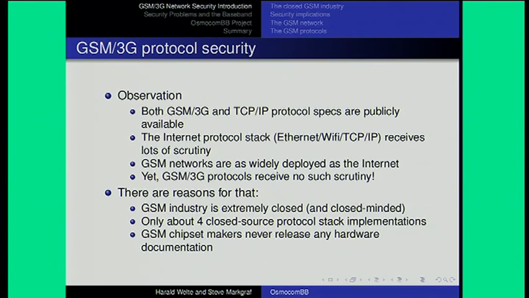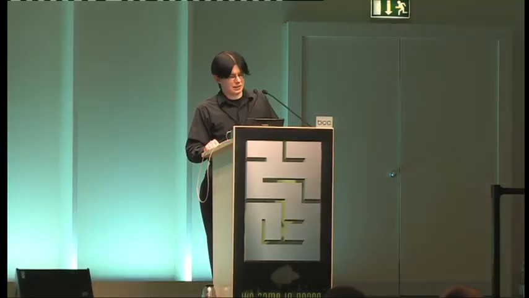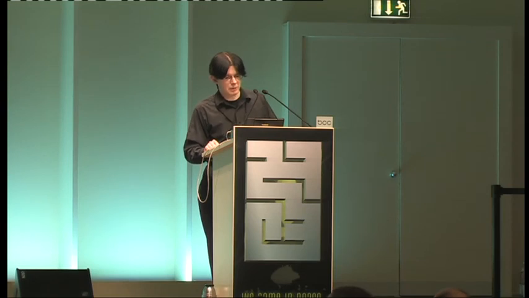And if you look at the Internet protocol stack, and when I say Internet protocol stack, I mean Ethernet, Wi-Fi, TCP/IP, and so on, they receive a lot of scrutiny from the academic community, from the independent hacker community, from whoever. Everyone has looked at those kinds of protocol security issues for 10 years, 15 years now at least. GSM networks are as widely deployed as the Internet. If you look at the user base, number of subscribers, we're talking about billions, I think it's 3 billion, is what the GSMA claims these days.